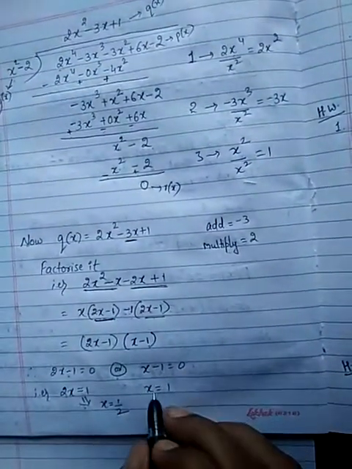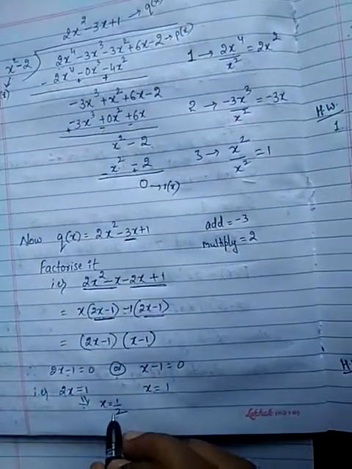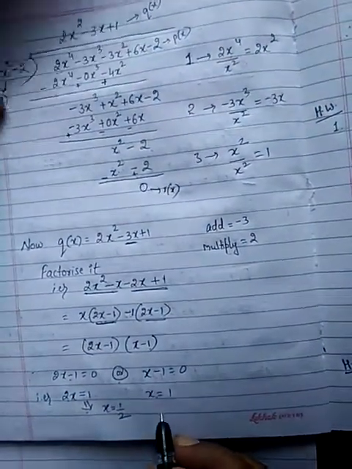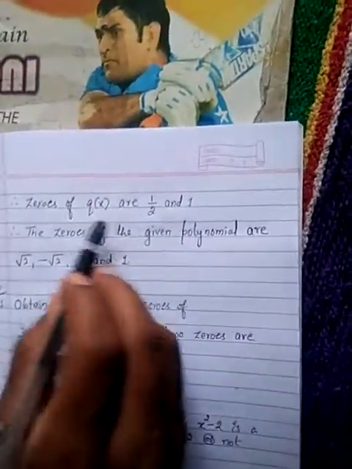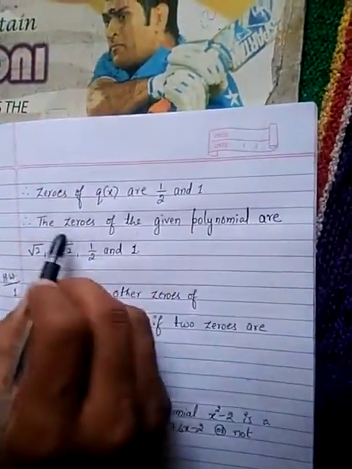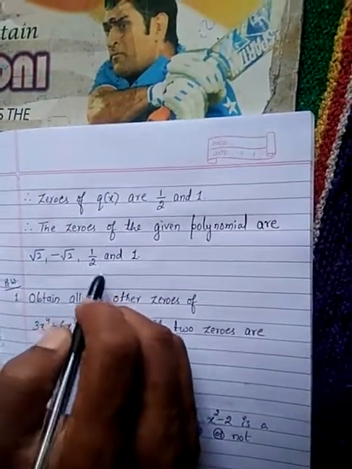So x minus 1 is equal to 0 means x is equal to 1. So what are the values here? x is equal to 1 by 2 or 1. Therefore, the zeros of q of x are 1 by 2 and 1. The zeros of the given polynomial are √2, -√2, 1 by 2 and 1.